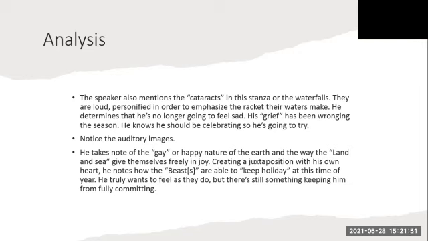Even beasts are able to keep holiday at this time of year. He really wants to feel as all creatures in nature feel, but there is something keeping him from fully committing himself to that. Something is missing. The glory is missing.